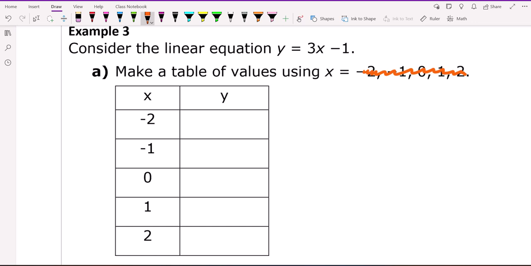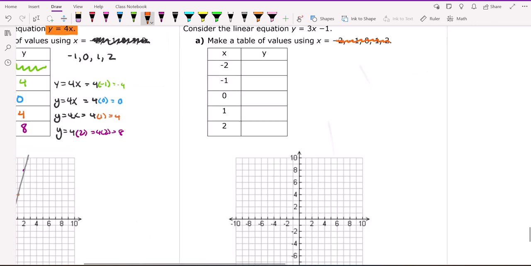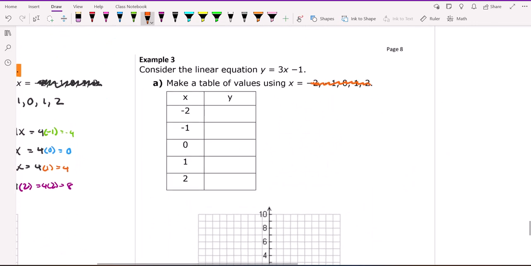Pick the number for x. Doesn't really matter. It's a small number. 4. You want to use 4? Who was that? Oh, Ashton, that was 4? Yeah, we can use 4. So we can use 4. So if you use 4, what else can we use?